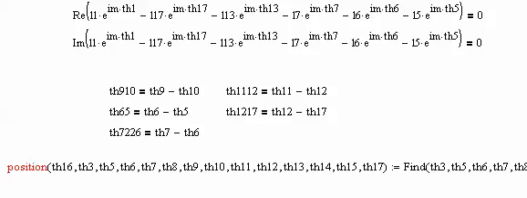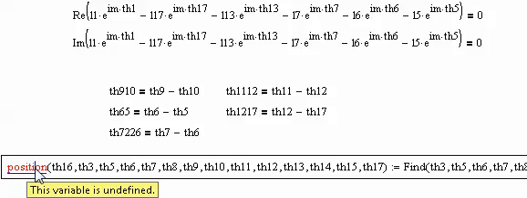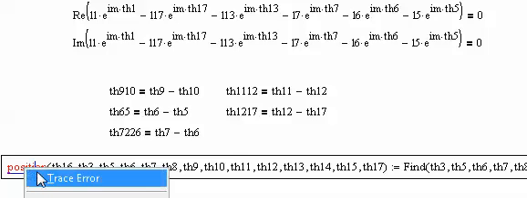Now, when I see position turning red, I might have a mistake in here, I might have a mistake in the find part of it, or I might have a bad variable name. Let's take a look though at what we can do about it. It says this variable is undefined. Now if I right click on position, I get a menu that says trace error.